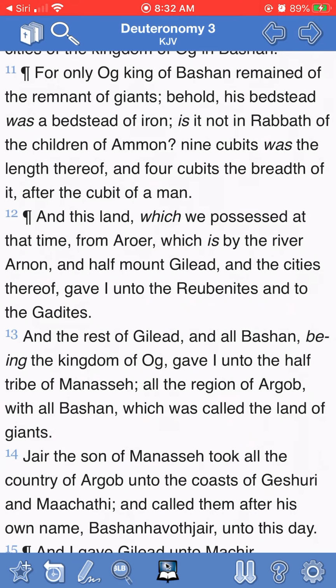Now, we know what cubit is talking about, the cubit of a man, which is 18 inches. So, with all that math, the length of it would be 13 feet and 5 inches. And the breadth of it would be 6 feet.